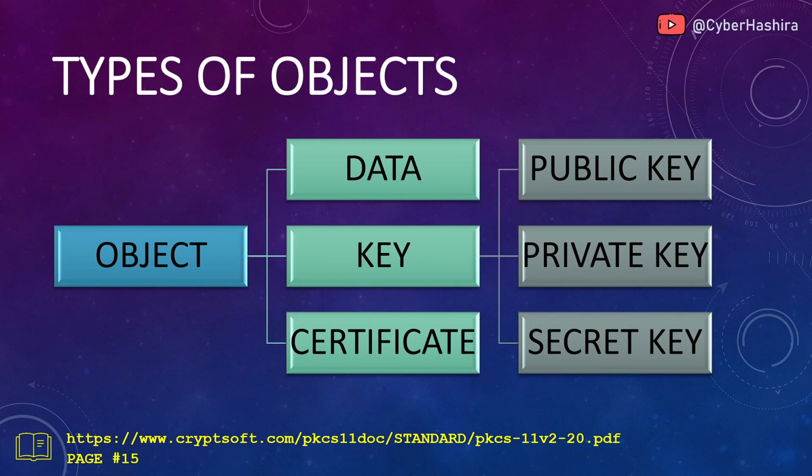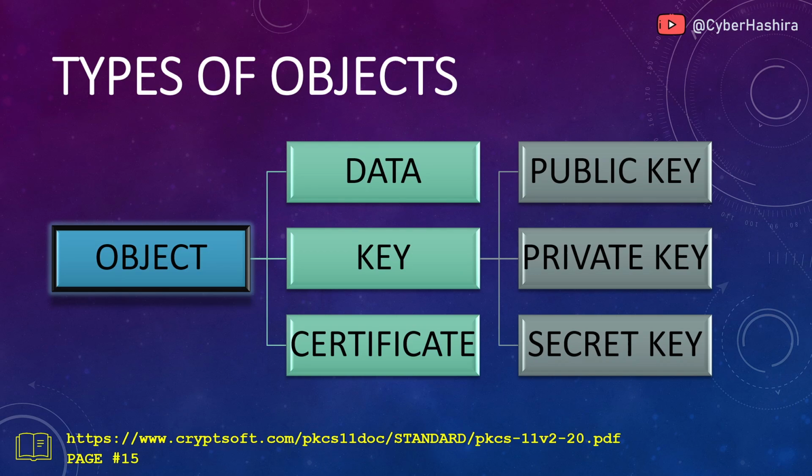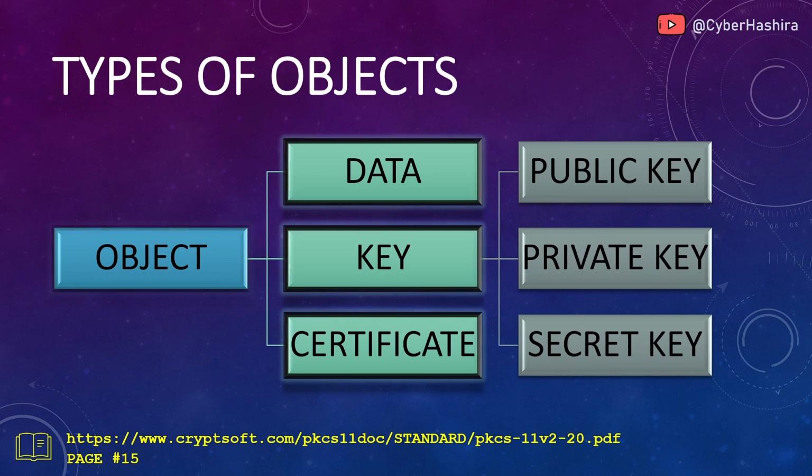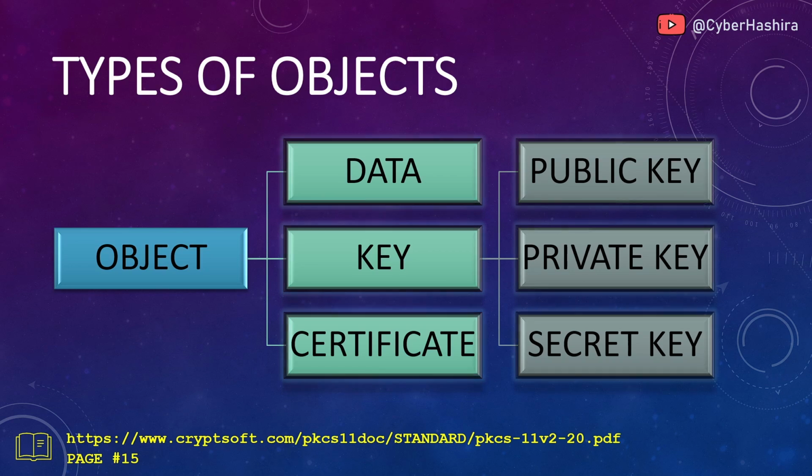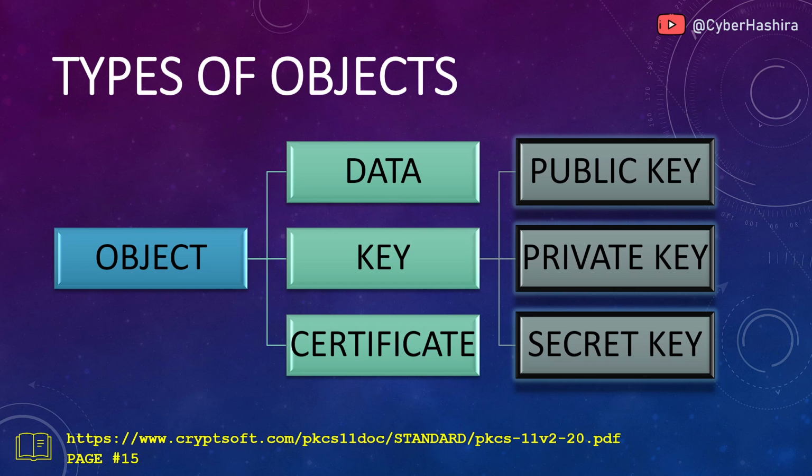Attributes are properties of an object, so before I start talking about attributes, I want to do a quick recap on objects. This information is mentioned on page 15 of the PKCS 11 manual. Objects are cryptographic items that get created or generated in a token. They are of three types: data object, key, and a certificate. A data object is an object which holds some information, for example, a seed value or a serial number. I'm sure you already know what a key and a certificate is. There are three types of keys: a public key, a private key, and a secret key.